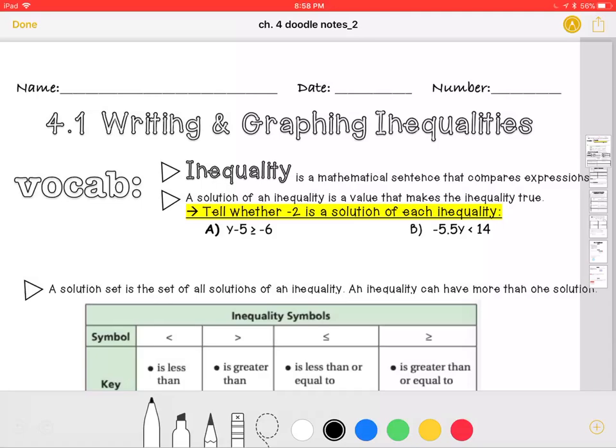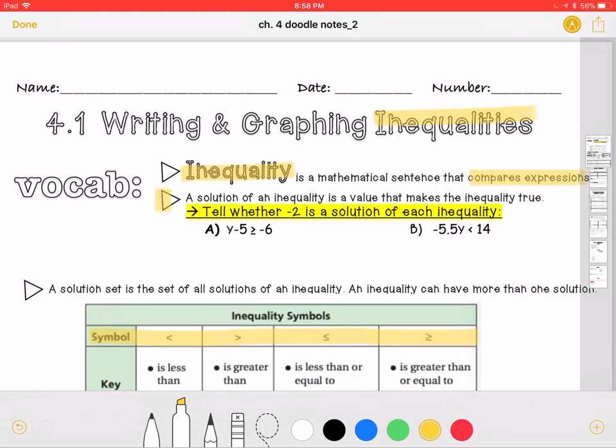Getting into chapter 4, our first lesson is writing and graphing inequalities. Let's try to remember what inequalities are. An inequality is a mathematical sentence that compares expressions. Inequalities are those greater than, less than, greater than or equal to, and less than or equal to. If we look below, these are those symbols that might look familiar. You will always see one of those symbols when we're dealing with inequalities.